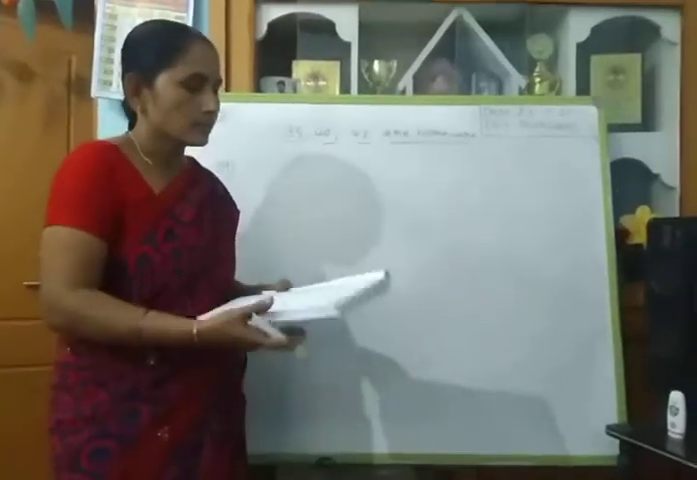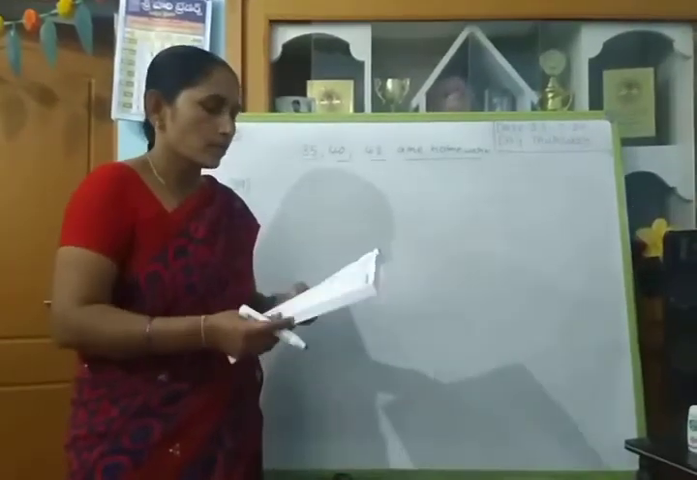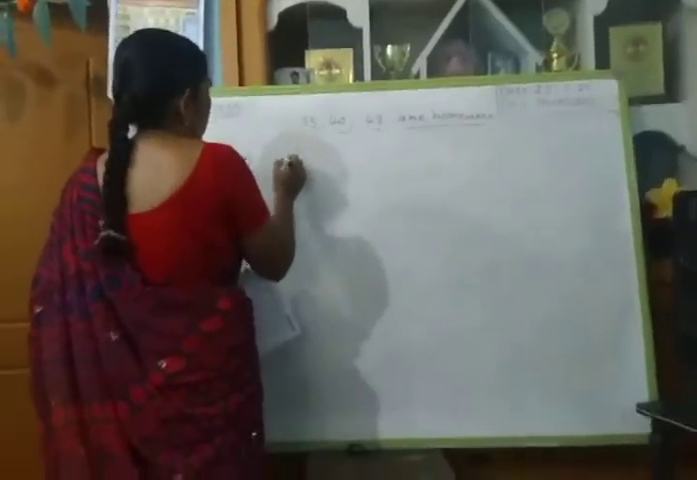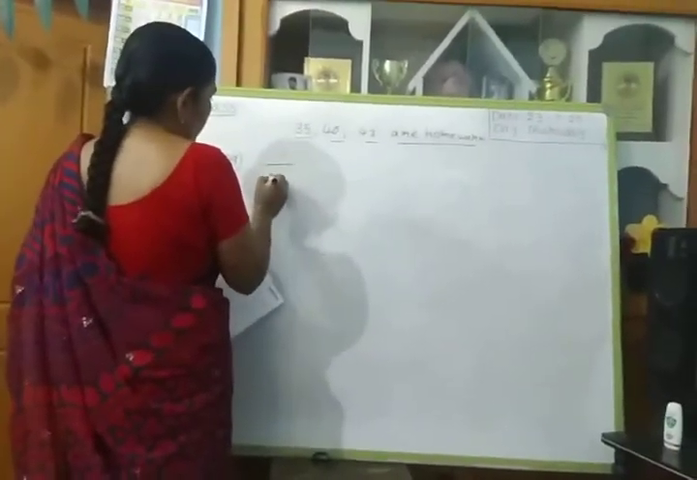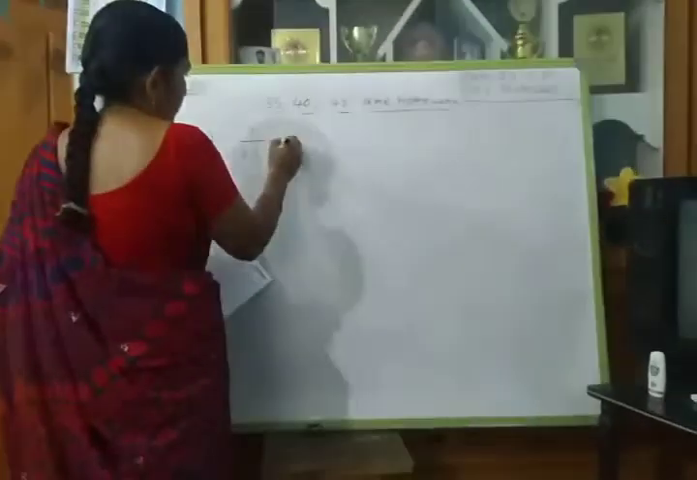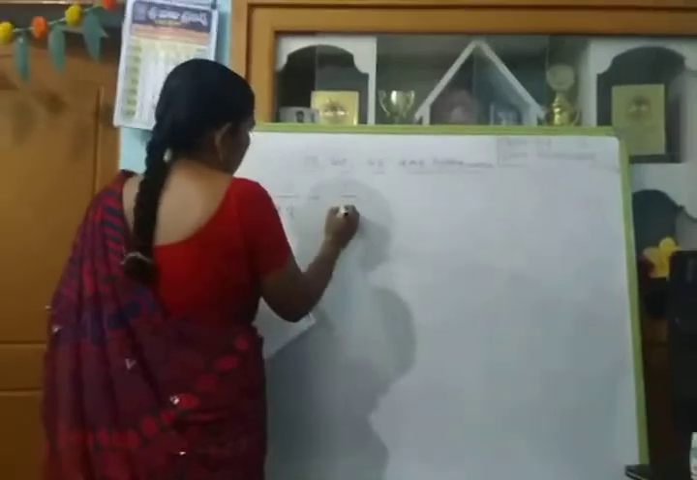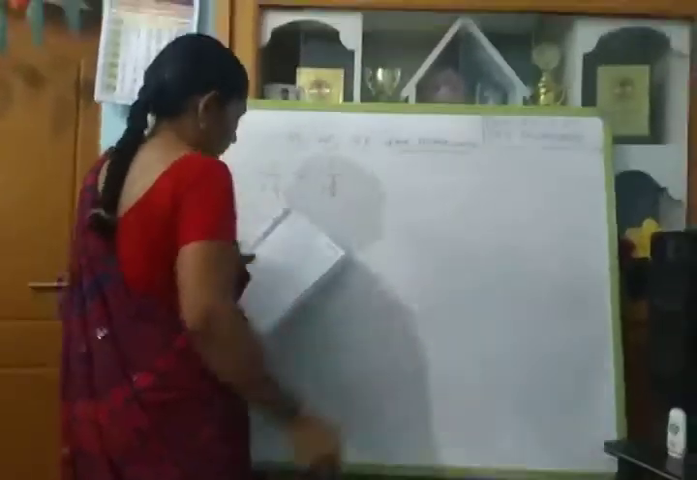Welcome to next class. Up to 38 problems completed. Now the 39th problem: look at 1 by 2, 1 by 3 plus 1 by 1, 3 by 4.